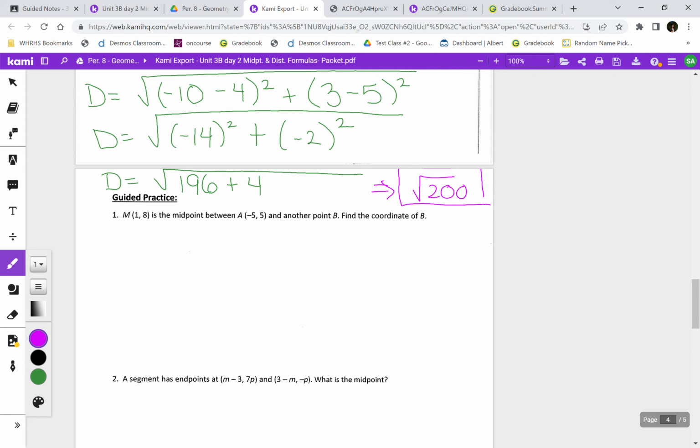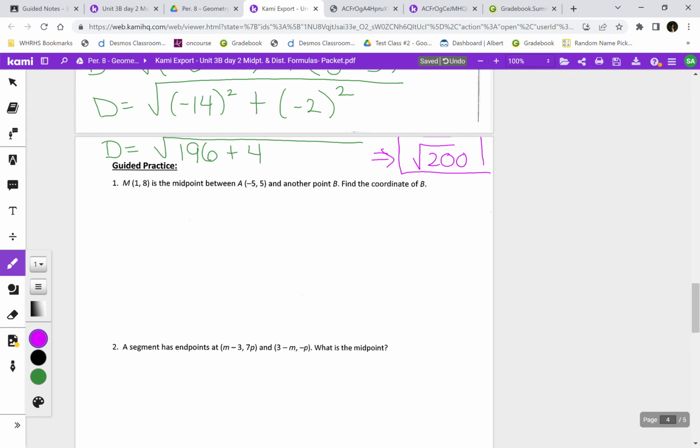All right, so here I'm going to switch things up a little bit. It's saying M is the point 1, 8, the point between A, which is negative 5, 5, and another point B. Find the coordinates of B. So I'm now giving you the midpoint. I'm giving you one point, and I want you to find the other endpoint.